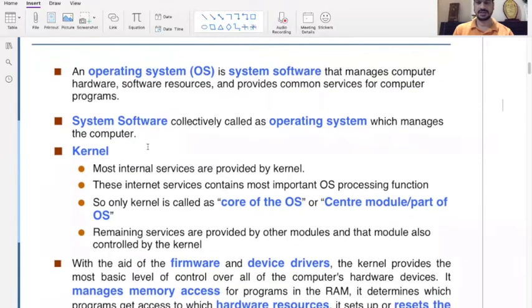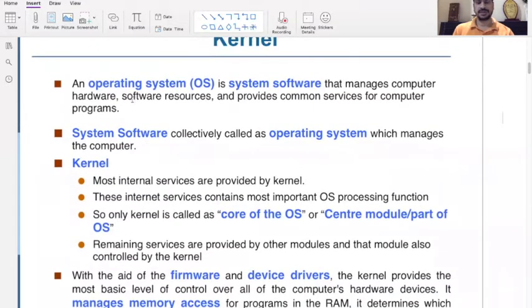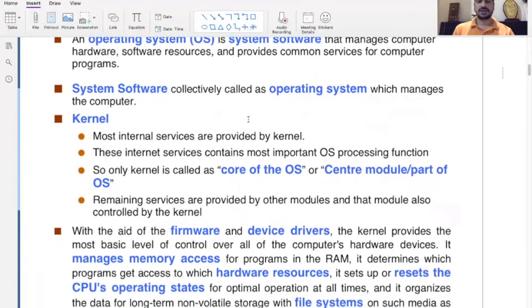That is what we know from this definition of what an operating system is. An operating system is nothing but system software that manages computer hardware and software resources and provides common services for computer programs. Now let's go to the kernel.